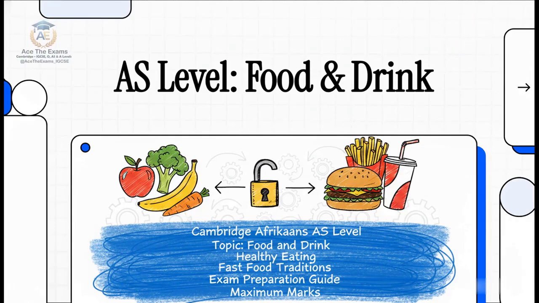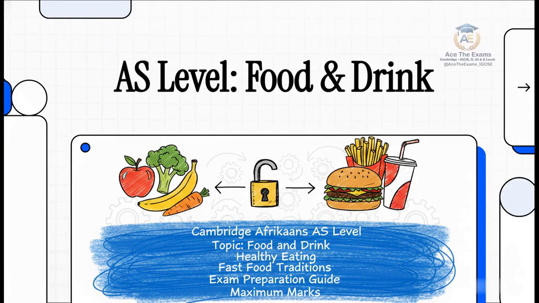I'm your lead dev for today's explainer, and we are running a full-on Cambridge exam hackathon. Our target mainframe, the Afrikaans AS-level food and drink topic, specifically focusing on healthy eating and fast food traditions. Today, we're going to treat your essay responses exactly like an algorithm. We will break down the precise theoretical architecture the examiners are testing and equip you with the code-like syntax you need to clear the firewall and secure maximum marks.